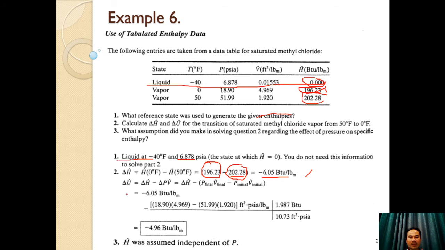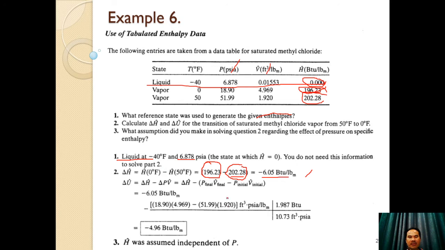The second one, we can calculate delta U because you know delta S. H equals U plus PV, so delta H equals delta U plus delta PV. And then you can calculate delta U equal to delta H minus delta PV. You know P, you know V. So delta U is delta H minus P final V final minus V initial.